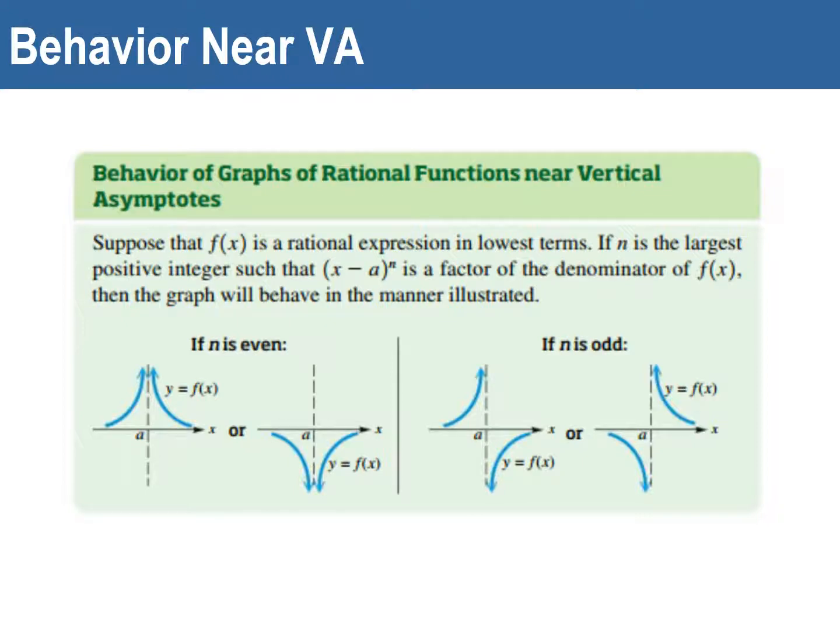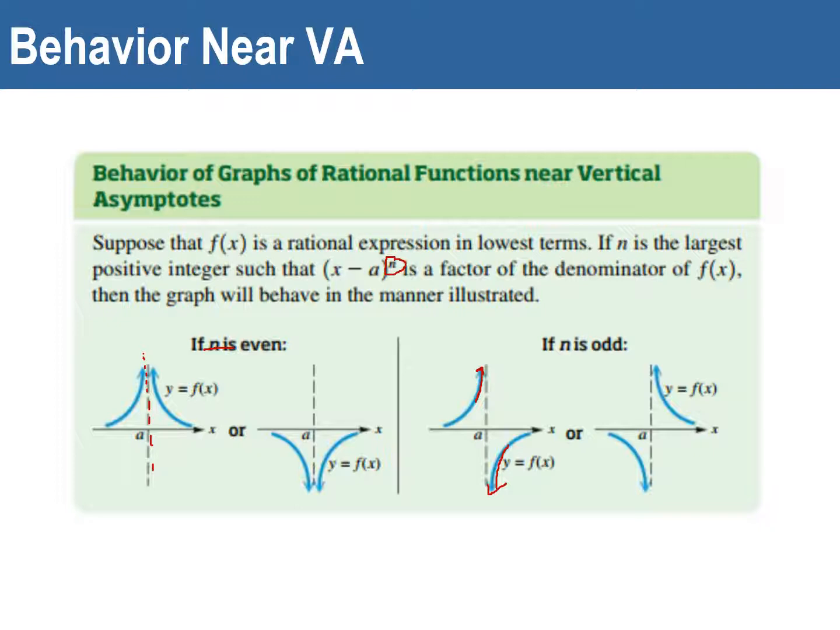So let's look at the behavior of graphs of rational functions near their vertical asymptotes. Suppose f is a rational expression and n is the largest positive integer such that x minus a to the n is a factor of the denominator. Then, if n is even, it is going to shoot up to either positive infinity from both sides or negative infinity from both sides. If n is odd, then it is going to shoot up toward positive infinity on one side and negative infinity on the other side.